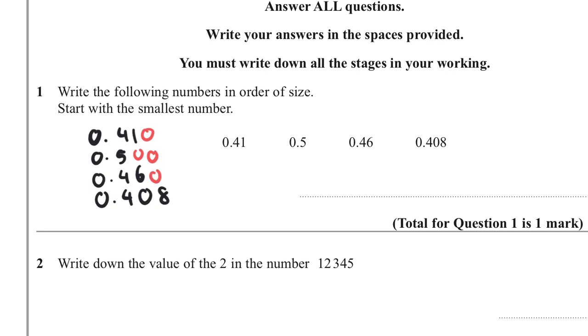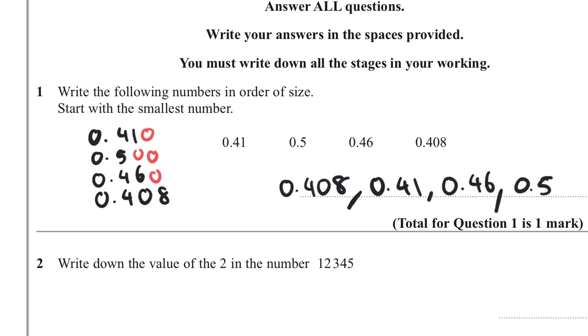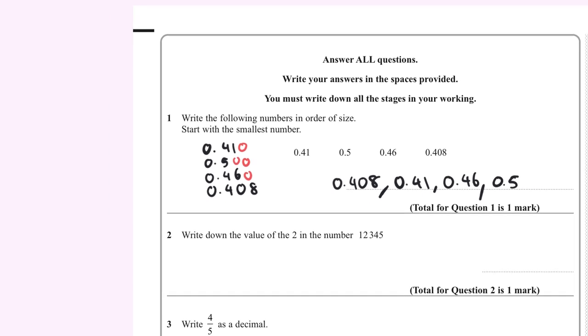And then literally just look at each column. We're going from smallest, so all these are the same. This rules this one out straight away. Now we're looking at this one. They're all the same, so we go to the next column. We've got a 1, 6 and a 0, so this must be the smallest. Now again, we're looking at this. We've got the 1 next is the smallest, so 0.41. And then 0.46 is the last one with the 4s, and then 0.5. Alright, don't overcomplicate it. That one shouldn't be too bad.